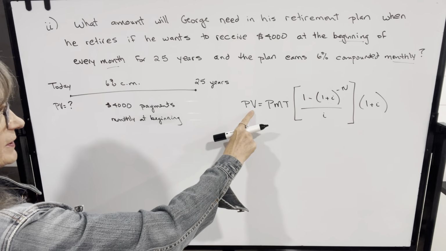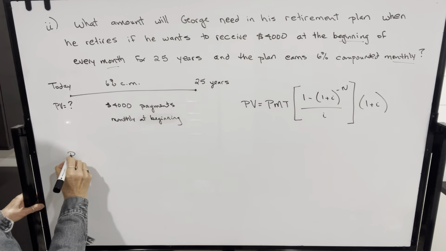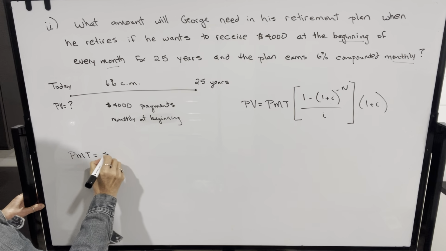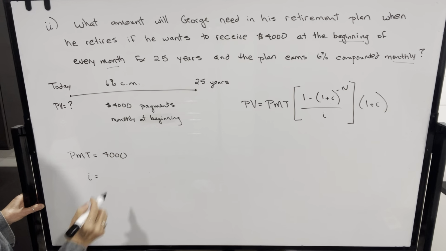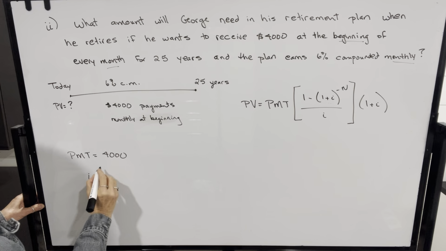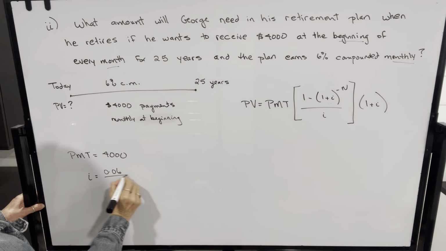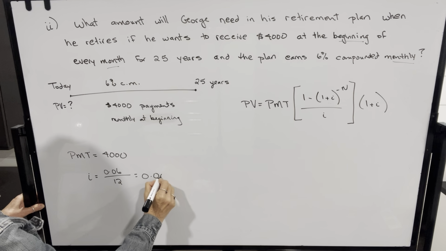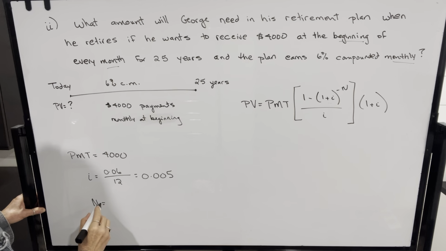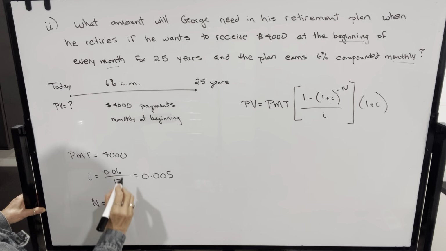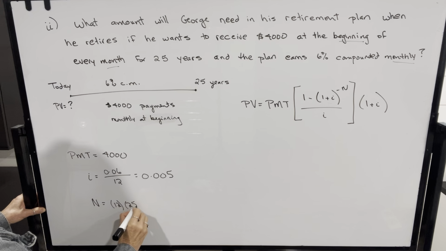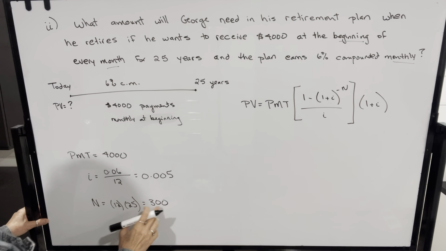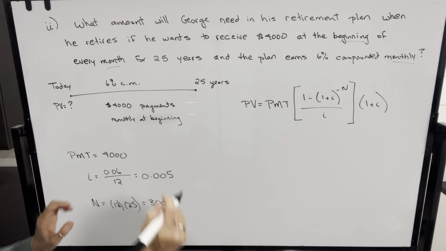In order to find present value, we need to know the other values. So our payment is $4,000. Our interest rate is 6% compounded monthly, so 0.06 divided by 12, because there are 12 months in a year. So that will be 0.005. And the total number of compound periods, capital N, will be 12 a year for 25 years, so N will be 300. Let's plug those values into our formula.